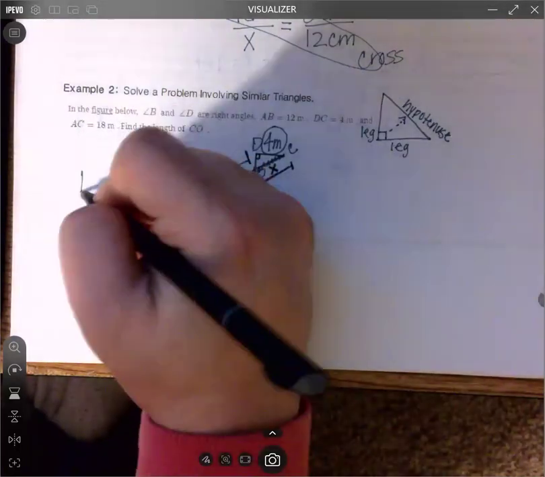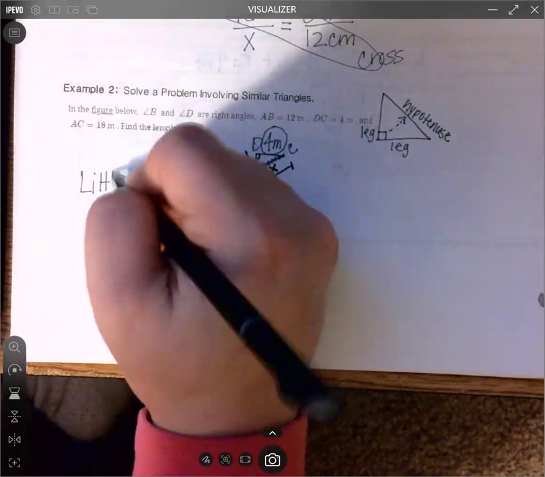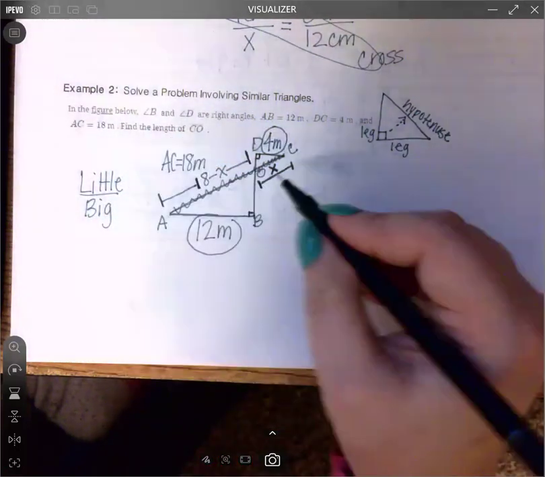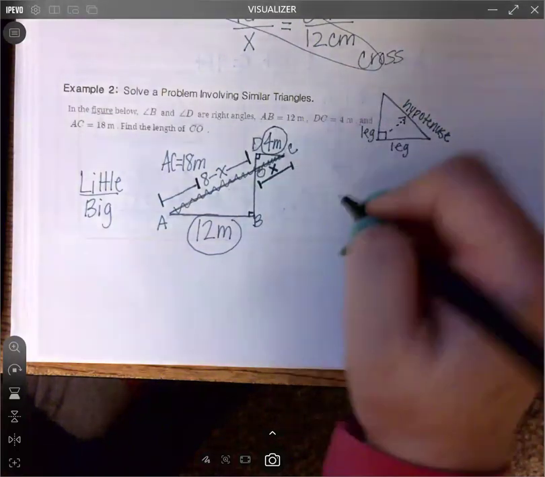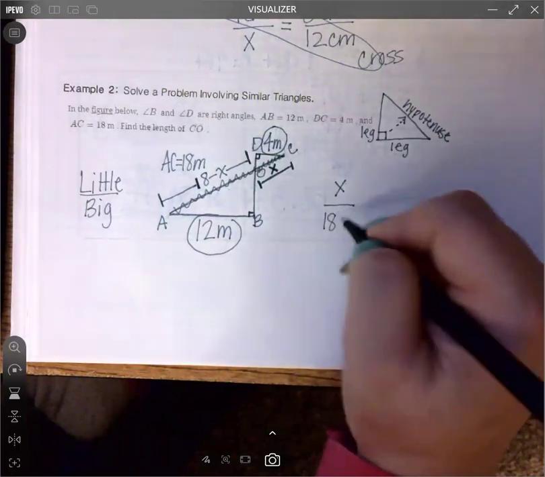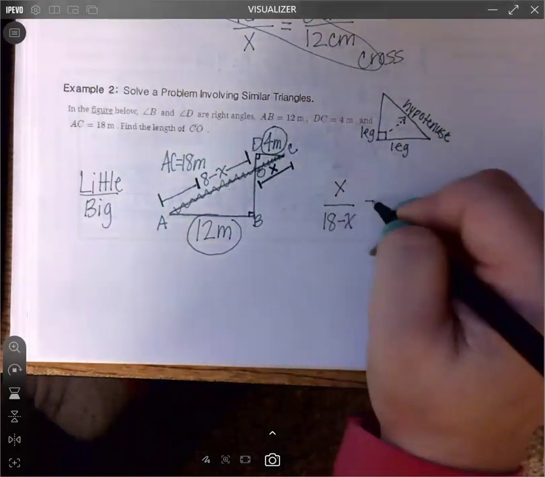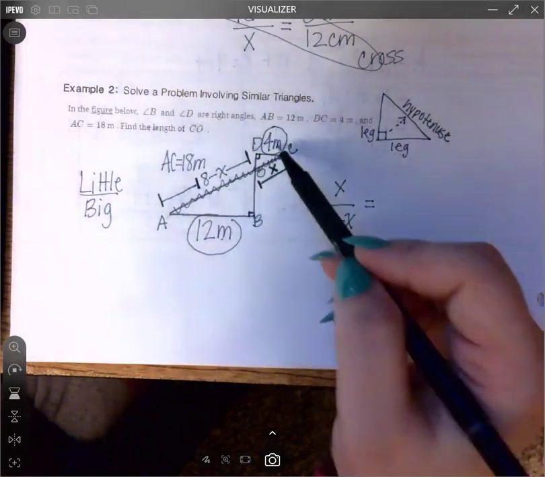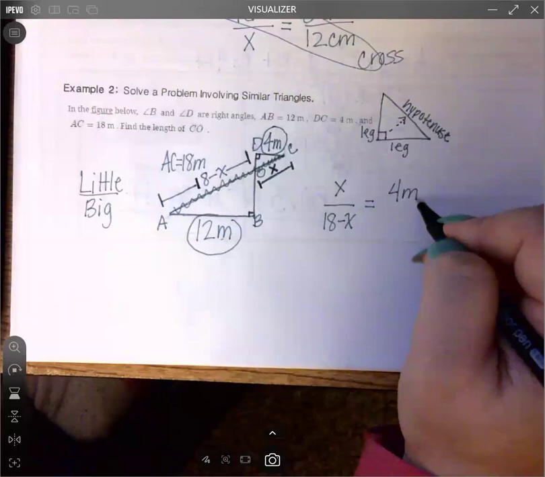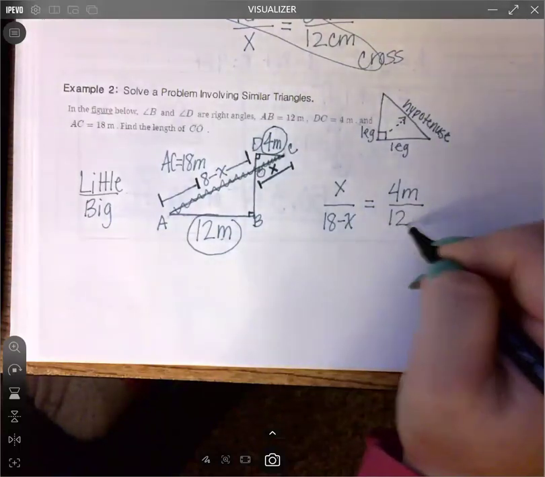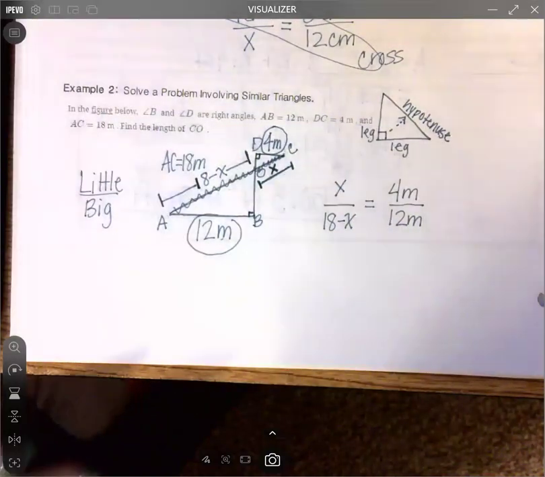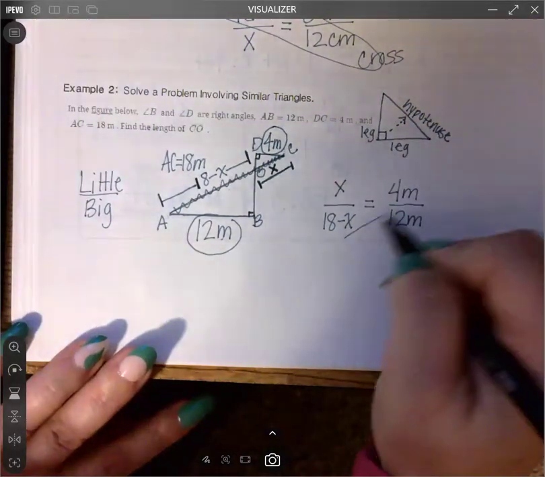So again, if I do little over big as my setup, I'm going to do the hypotenuse first. The little triangle is X. The big triangle is 18 minus X. If I do the bases next, the little triangle is 4 meters. And the large triangle is 12 meters. Now I have to do a little extra work this time, but that's okay. The process is going to be the same.